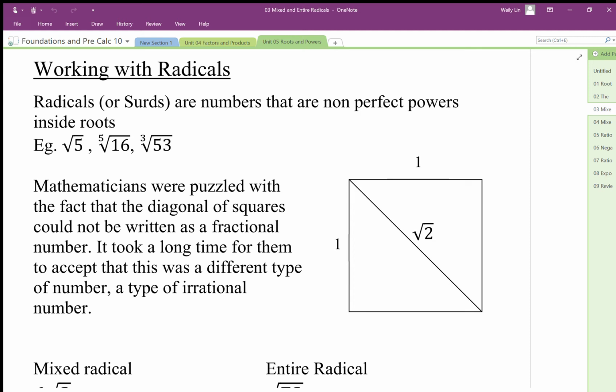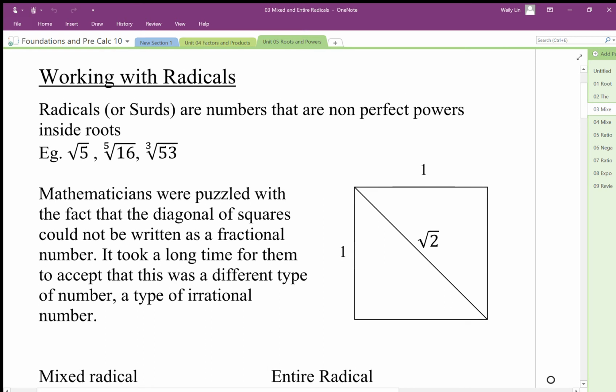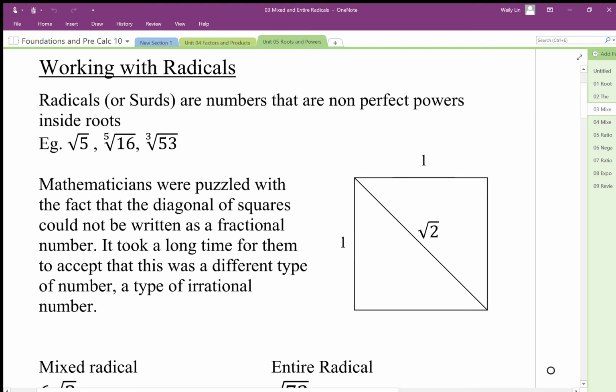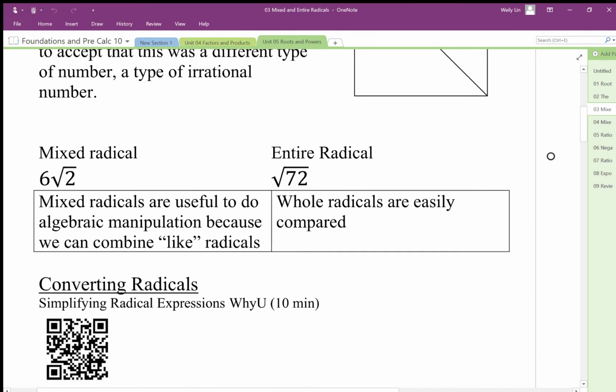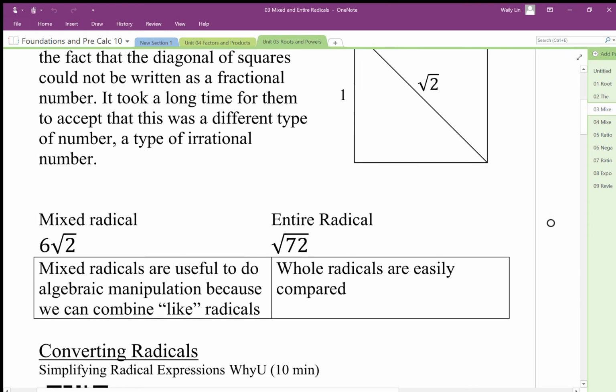So this number is never repeating and never terminating. We can express these irrational numbers in two ways: as a mixed radical or an entire radical, where the perfect square factors inside the root can come outside. In this case, square root 72 and 6 root 2 are the same number. There's a perfect square factor of 36, which when square rooted can be expressed on the outside as 6. So these two numbers are equivalent.